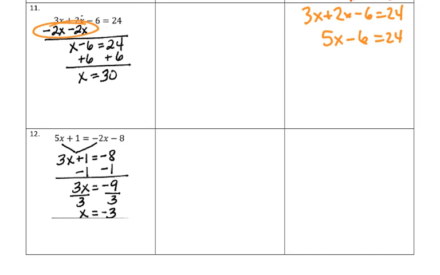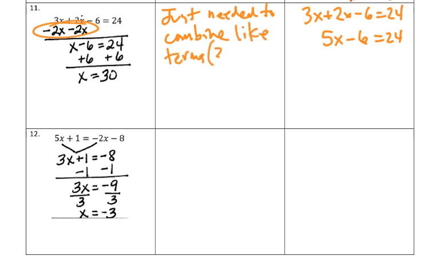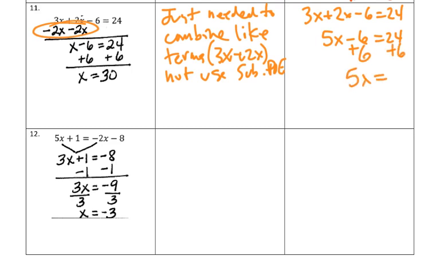Okay, so they just needed to combine like terms, the x's, 3x plus 2x, not use the subtraction property of equality, because I actually didn't use it. But I've seen this mistake a lot too. So then we add 6 to both sides, giving us 5x equals 30, which divide by 5, and we get x equals 6. Okay? So, hopefully these ones are challenging you guys, because that's a good thing to be challenged.